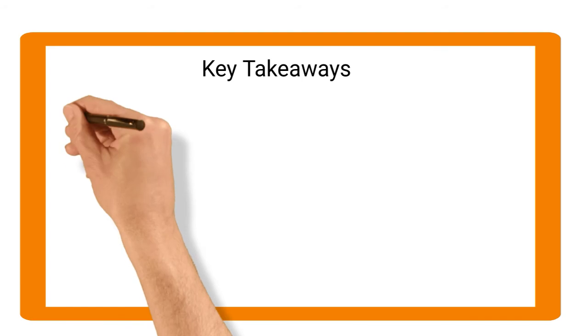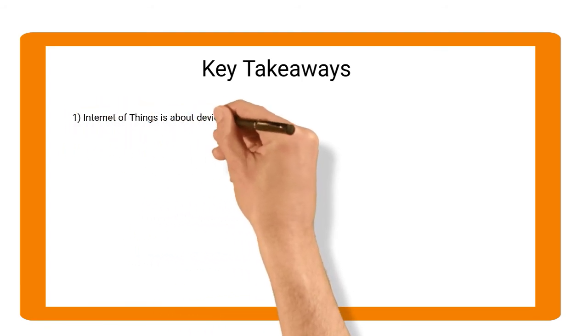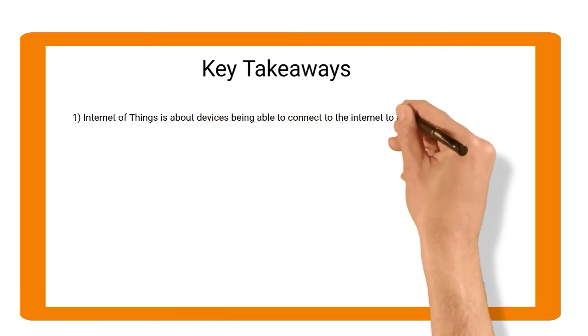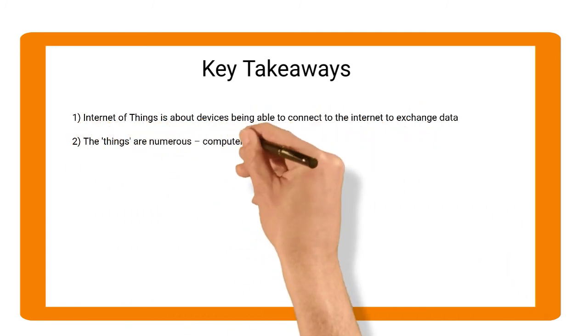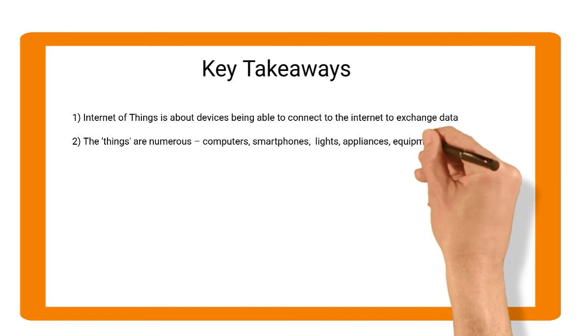To sum up, IoT is about the interconnectivity of devices and the exchange of data. We've gone way beyond computers being able to talk to each other. Now almost anything can be part of the communication chain. Here are the main takeaways. Internet of Things is about devices being able to connect to the internet to exchange data. The things are numerous: computers, smartphones, lights, appliances, equipment, cars, and more.